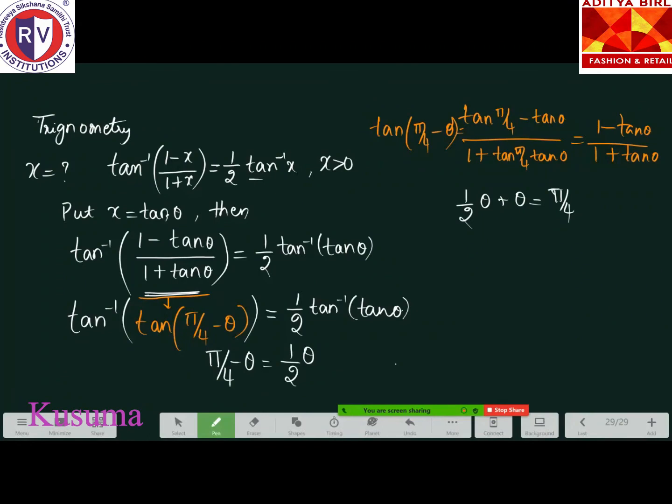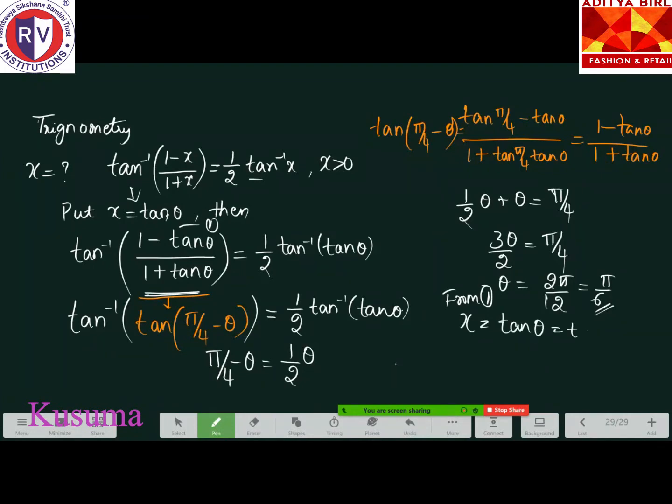So this is 3 theta by 2 equals pi by 4, or theta is equal to 2 pi by 12, or pi by 6. So we got theta to be pi by 6. Since x is equal to tan theta, let this be equation number 1. From 1, x is equal to tan theta, but the value of theta is pi by 6.